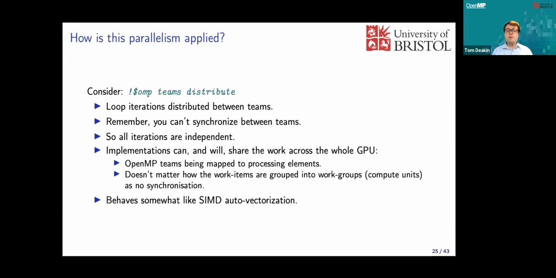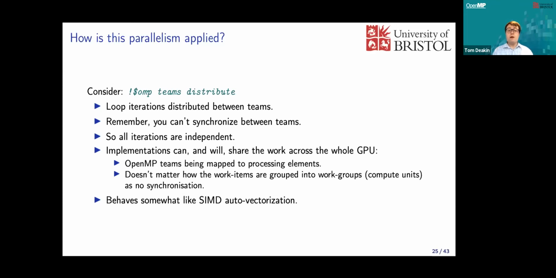So when we write teams distribute, what we're saying is that all iterations are independent. We are not able to synchronize, so we can't assume that we might be able to. So we're telling OpenMP this loop has no dependencies between any of the iterations of the loop. Everything's independent. So this means that implementations can and will change that mapping, and they can map this to exploit all the parallelism across the whole GPU. So the mapping I showed on the previous slide is going to be slightly different for teams distribute alone.